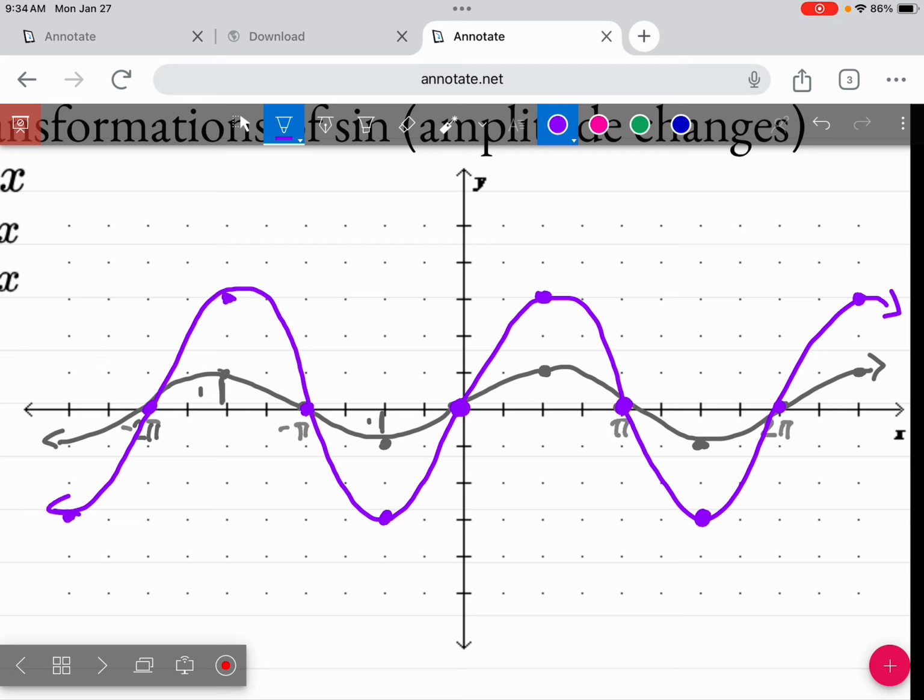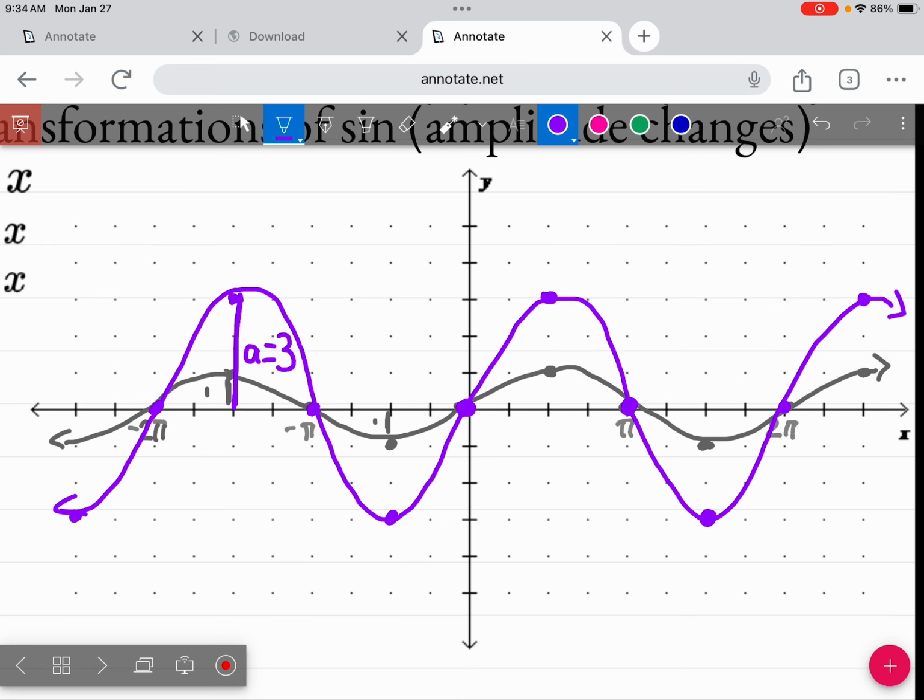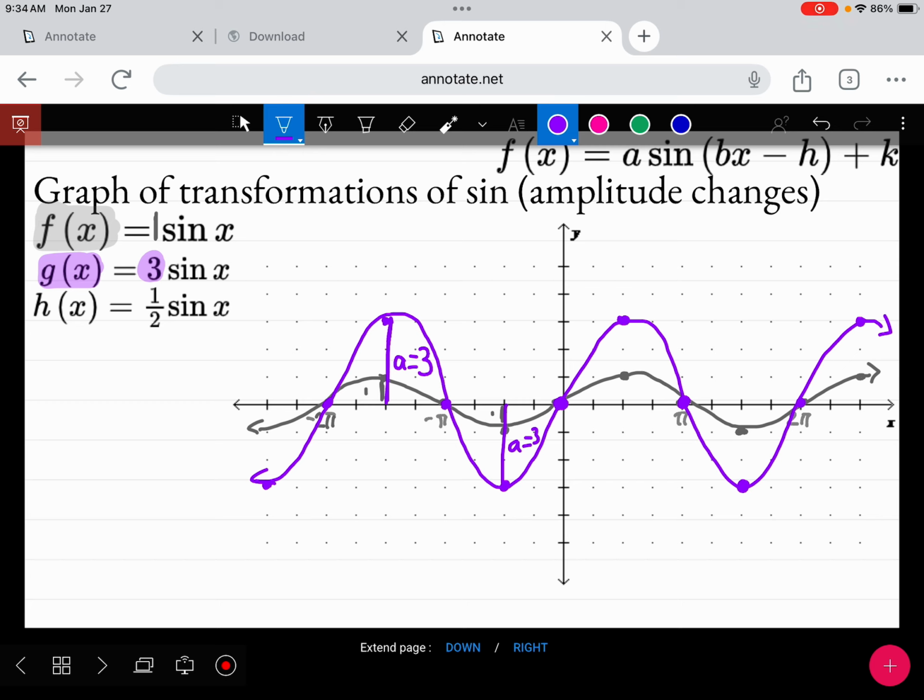Okay. So the thing that changed here was our amplitude. Our amplitude is 3. It's how far from the midline we go. How high the bumps, how low the bumps. This still has an amplitude of 3, even though it's down. Amplitude can't be negative. Even if it had a minus 3 out front, like we can have a negative value in front, the amplitude would still be 3. It would just flip it.